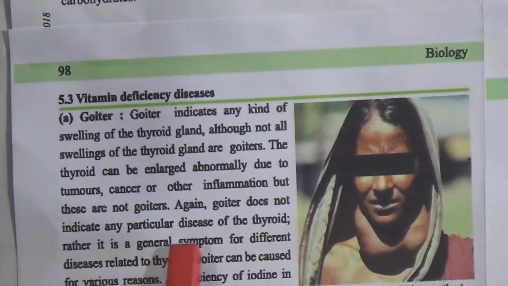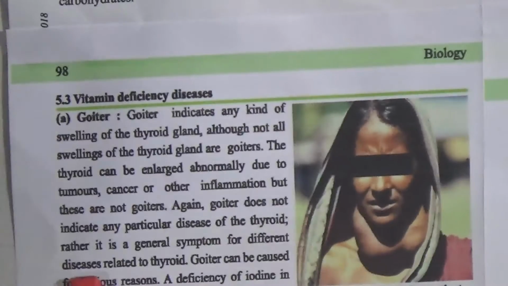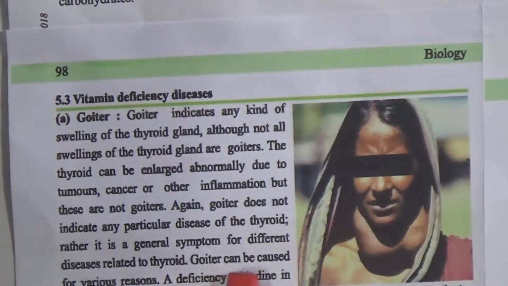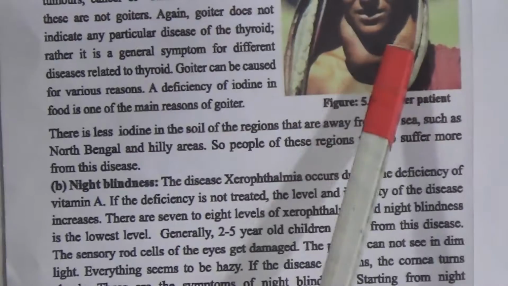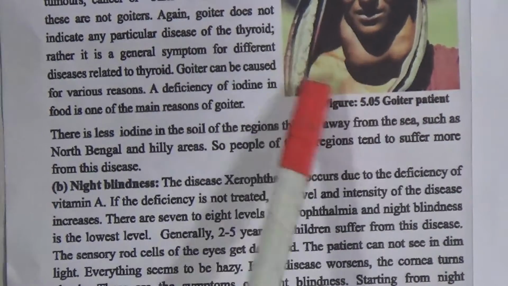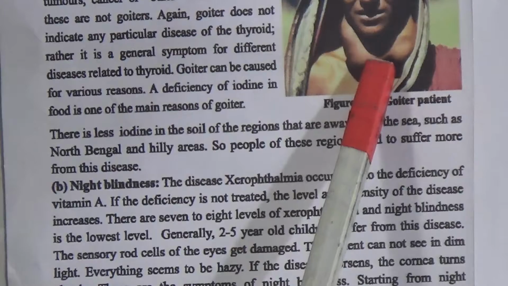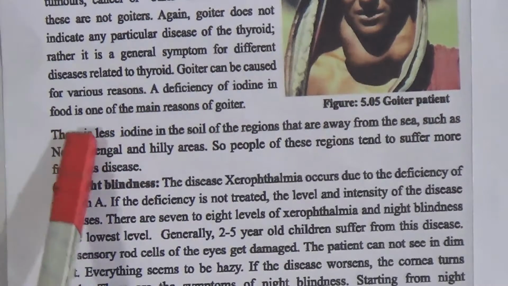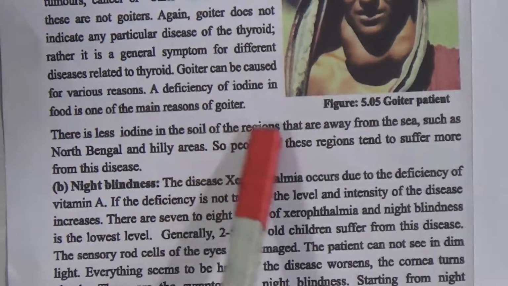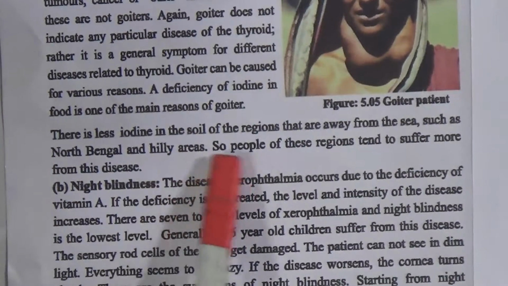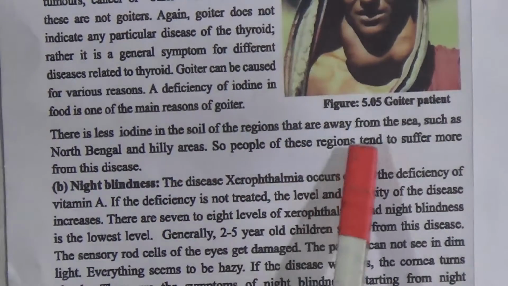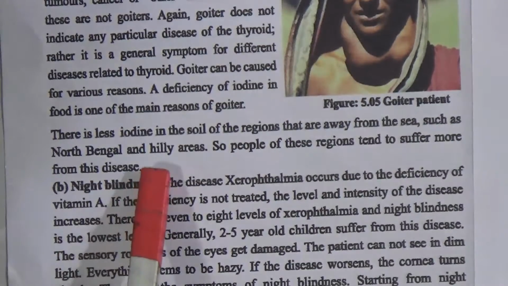Rather, it is a general symptom for the different diseases related to thyroid. Goiter can be caused for various reasons. A deficiency of iodine in food is one of the main reasons of goiter. Look, this is the picture of a goiter-affected patient, and the thyroid gland has become very large. There is less iodine in the soil of the regions that are away from the sea, such as North Bengal and hilly areas. So people of these regions tend to suffer more from these diseases.